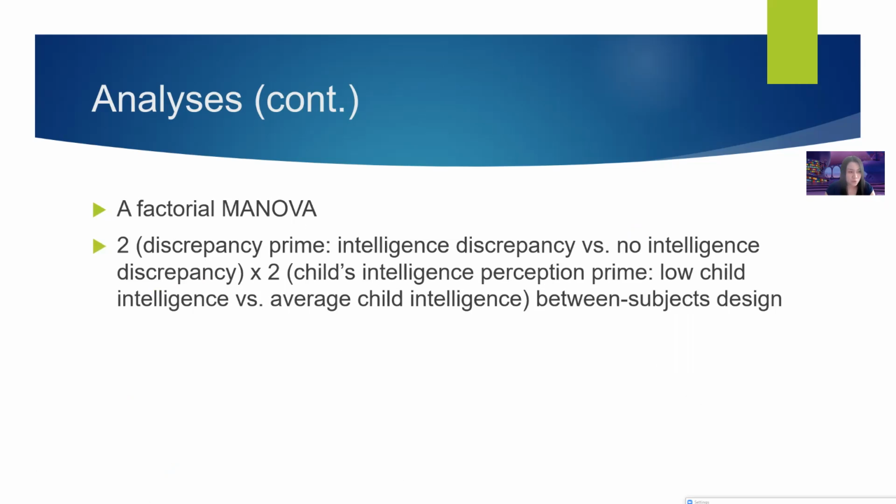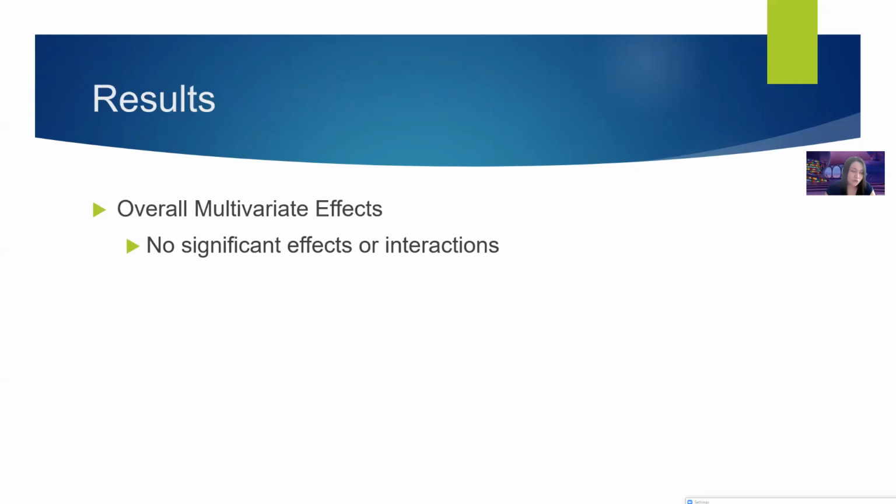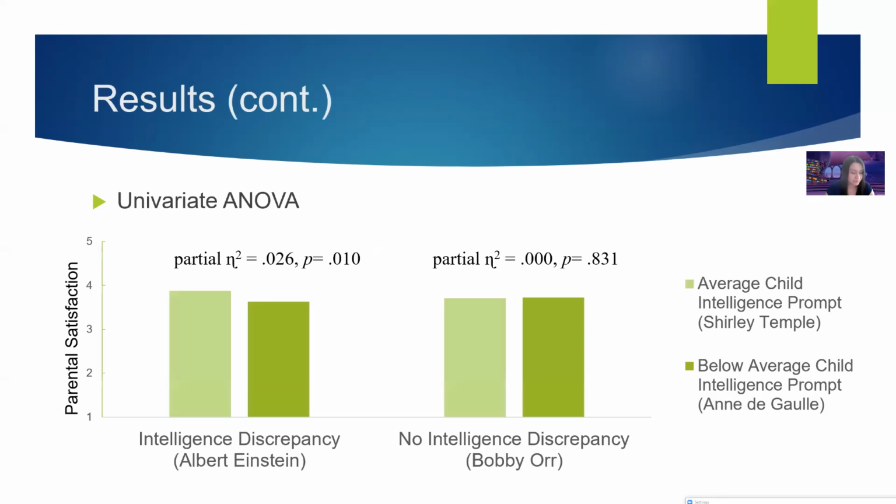So we conducted a factorial MANOVA to test the effects of the discrepancy prime and the child intelligence prime on parental satisfaction and parent-child relationship satisfaction. And overall analyses revealed there were no significant multivariate effects or interactions. So we then conducted 2 follow-up univariate ANOVAs, 1 for each of our dependent variables.